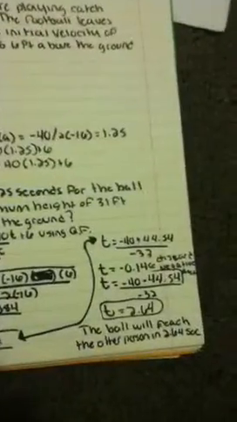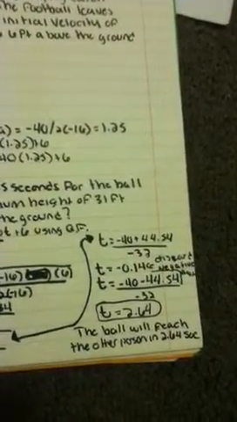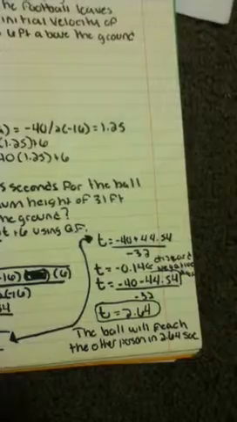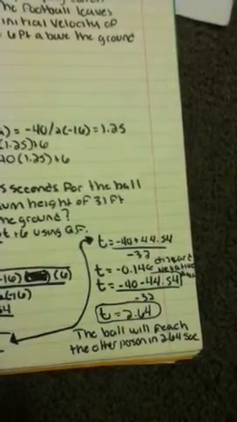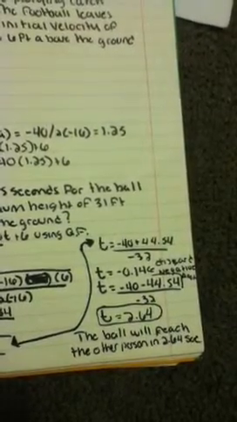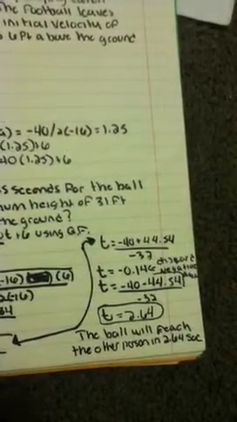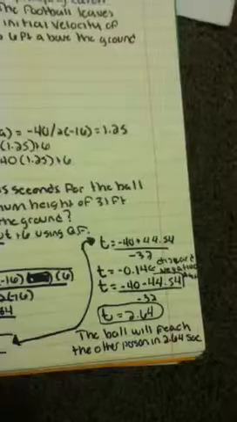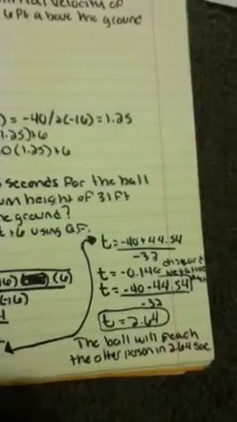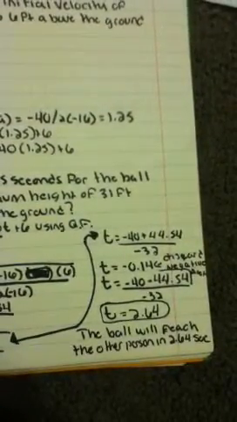Then this is where you split your equation into two different parts. So it'll be T equals negative 40 plus the square root of 1984, which is 44.54, all over negative 32. So after you solve that, you'll get T equals negative 0.14. But you always discard the negative root.